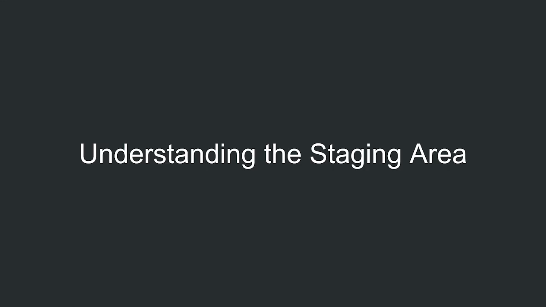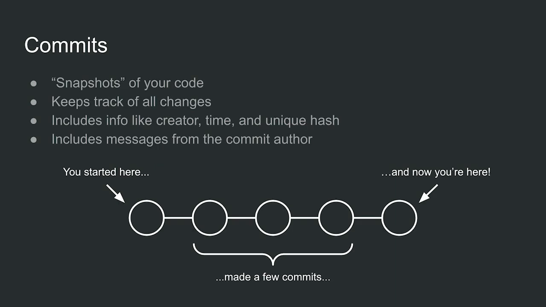Okay, so next we're going to start digging a little bit deeper as we talk about the staging area. One of the words that I've already thrown around a couple of times is commit. So if you don't know what this is, a commit is a snapshot of your code. This is really helpful so that you can keep track of the changes within your code base. A commit will include some information like the creator or the author, the time that it was created, and a unique hash. This will also include messages from the commit author, which can be used to identify the commits as you start looking through them later on.